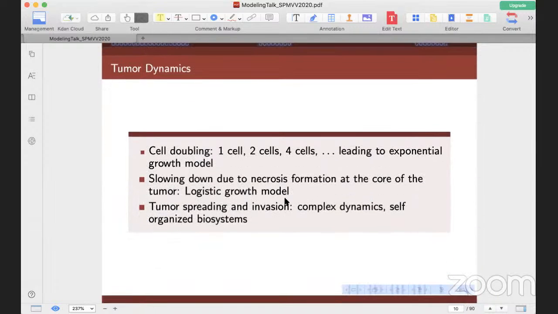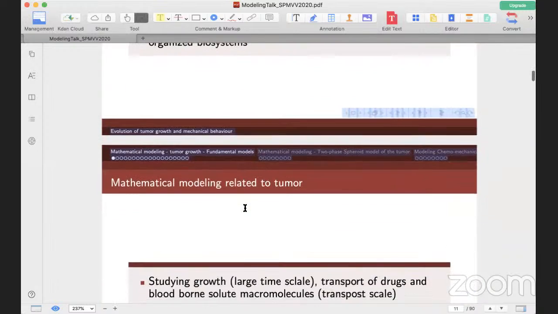So now, how are the tumor dynamics controlled? Typically, through cell doubling the tumor grows. What do you mean by cell doubling? You have a few cells, then they grow in number. So that is the exponential growth model. These are general dynamics. But sometimes it may not be exponential. There may be other factors which are slowing down the process. So that is the next model. Then the tumor is spreading and invading completely. So that is the complete complex dynamic model. So we will review these three models one after the other.